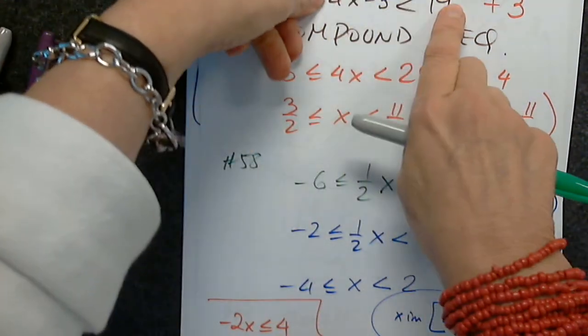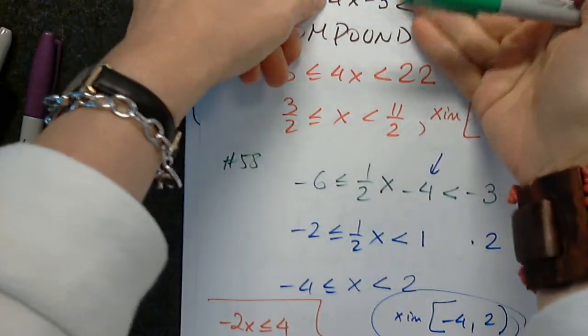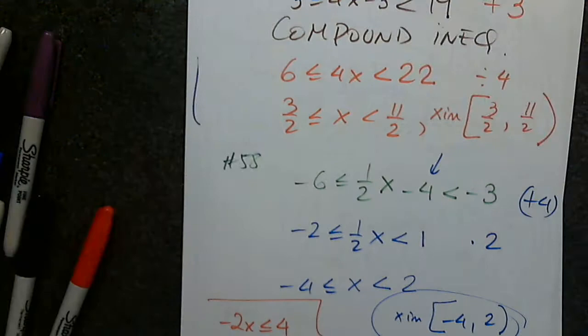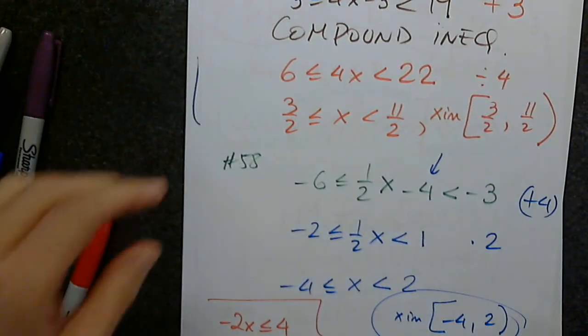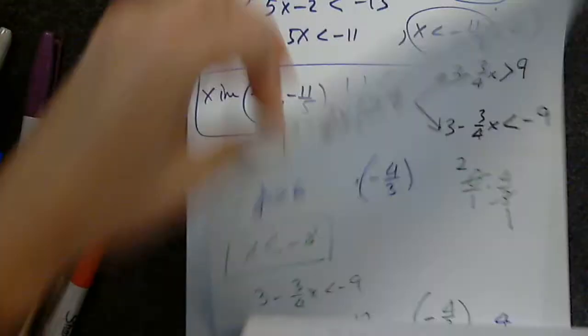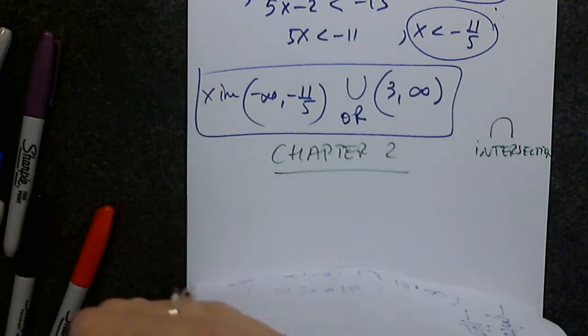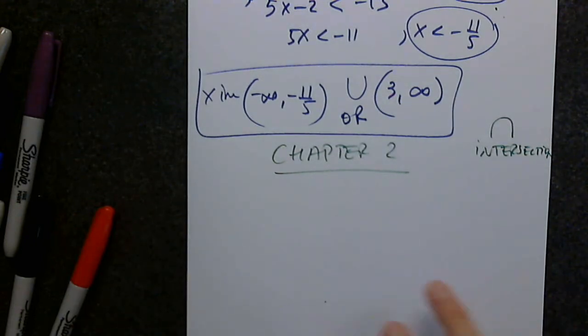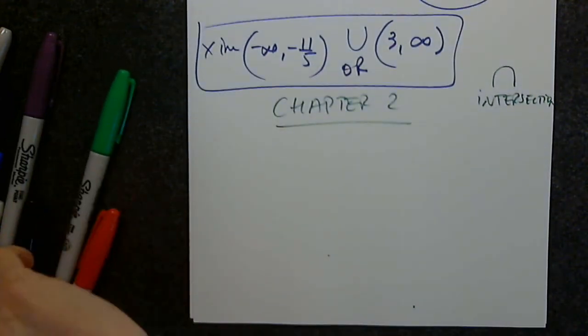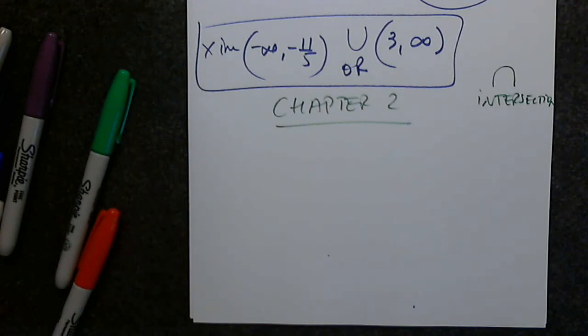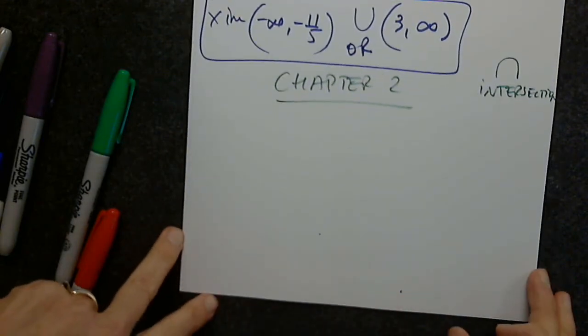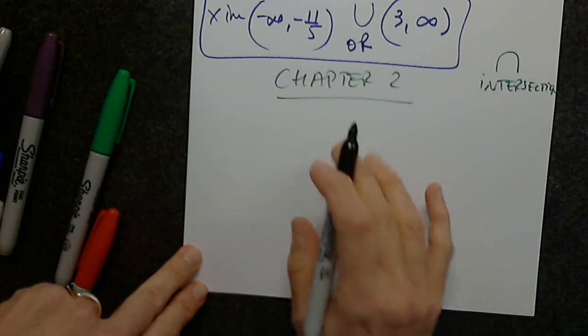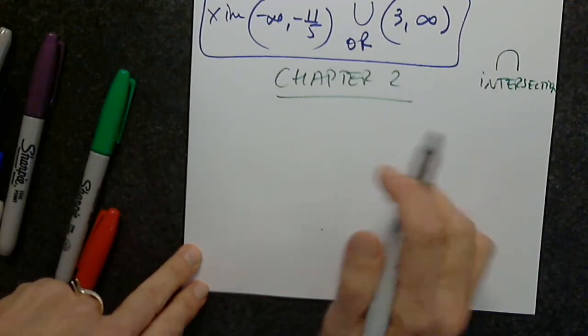So I will find a solution for this, whatever it is. I will find a solution for this, whatever it is, and then I will intersect them. But I don't recommend it. It's way more work. Any questions here? Any questions? I know I have only 5 minutes, but I'd like to start. So chapter 2 deals with functions and graphs.